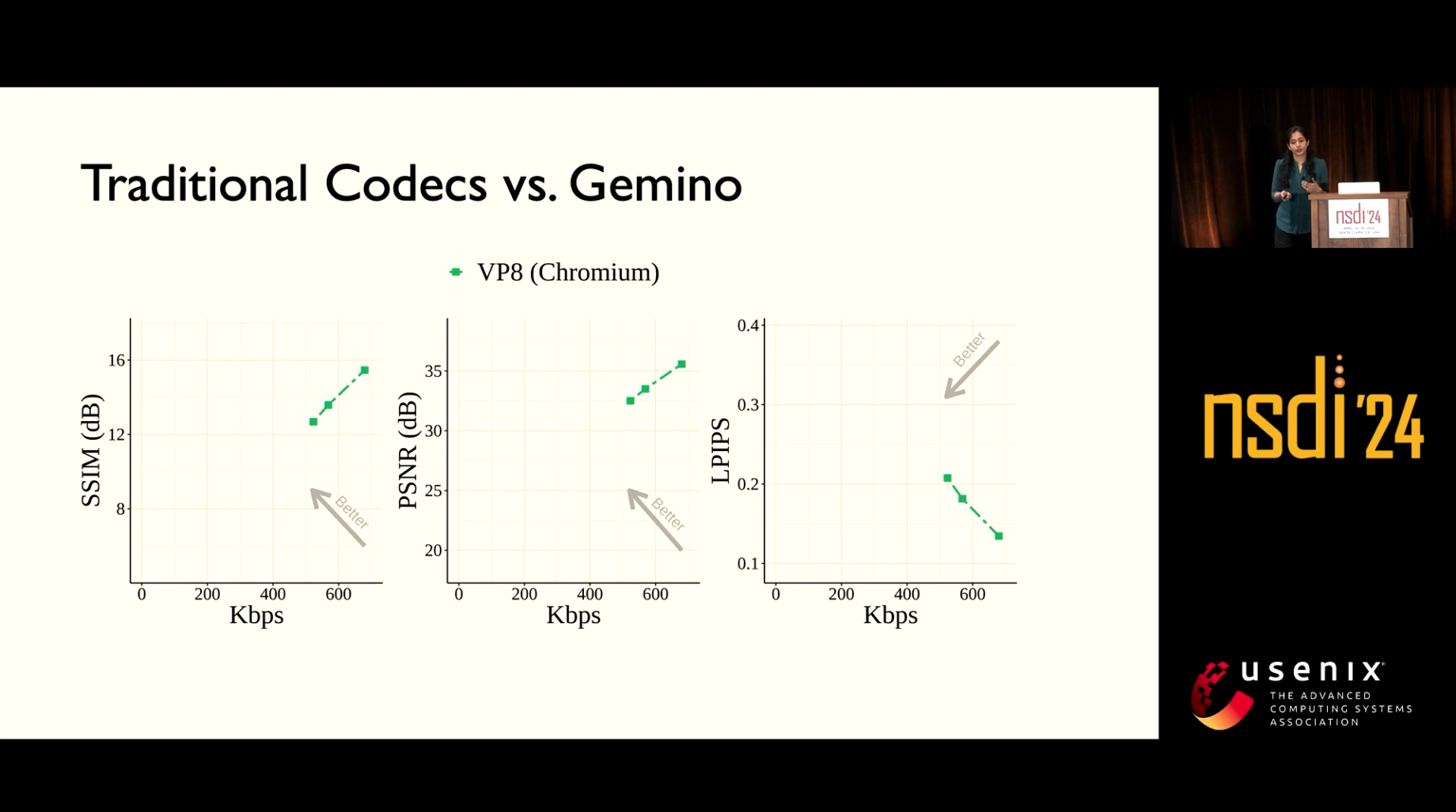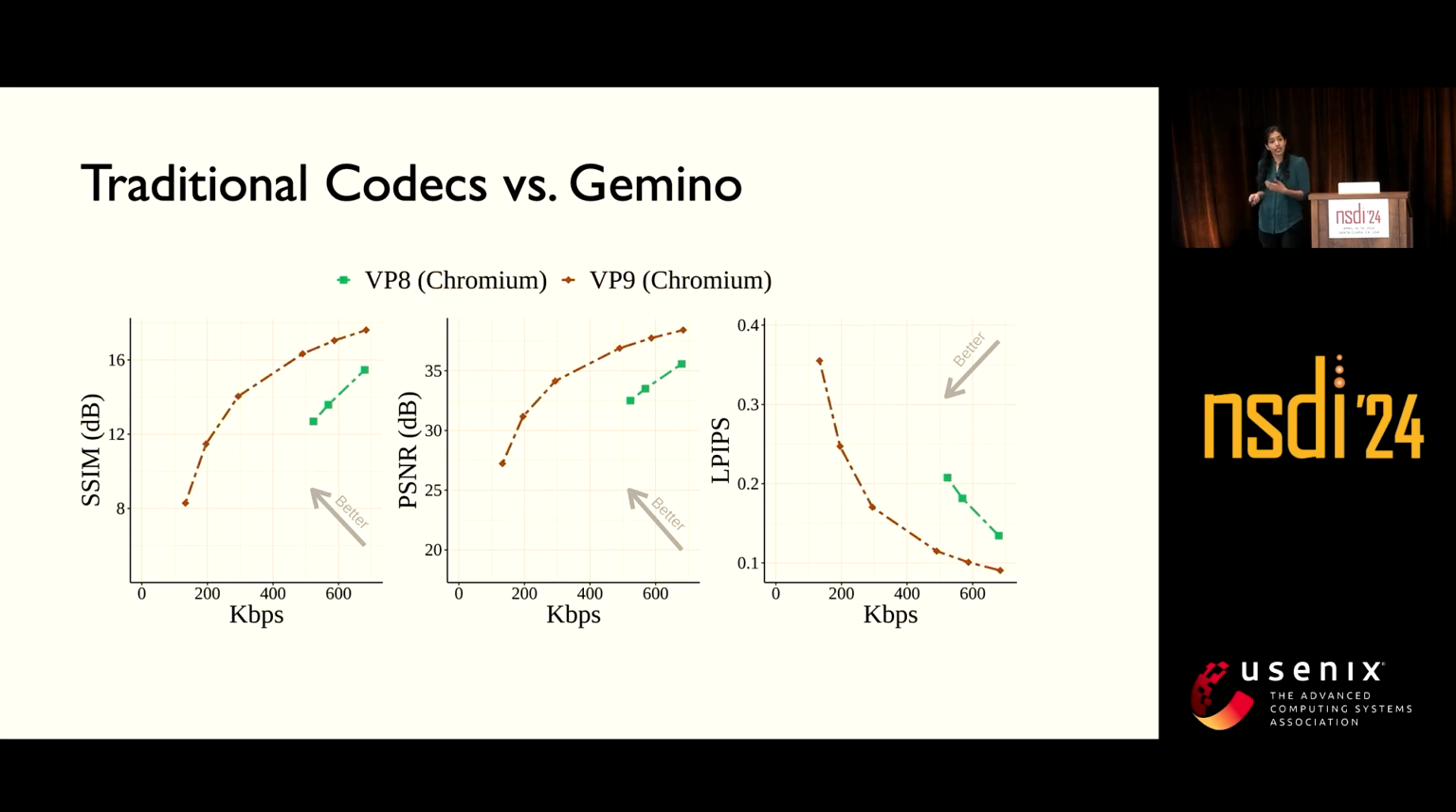So as I mentioned so far, VP8 saturates at about 550 kilobits per second. VP9, a newer generation version of VP8, is able to operate a little under 200 kilobits per second and gradually trades off video quality as it's compressed more and more.